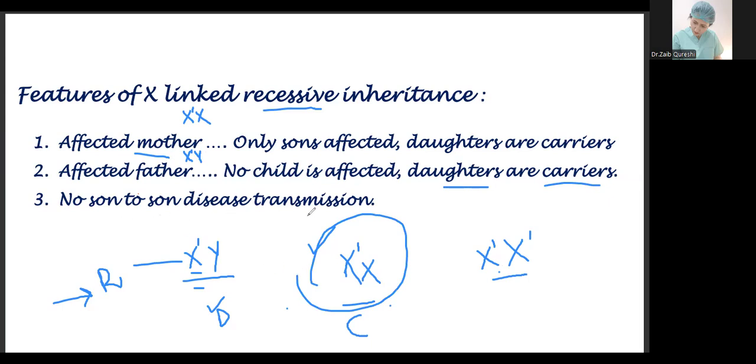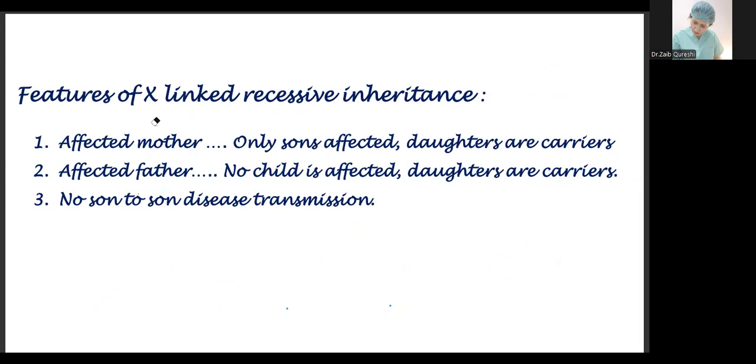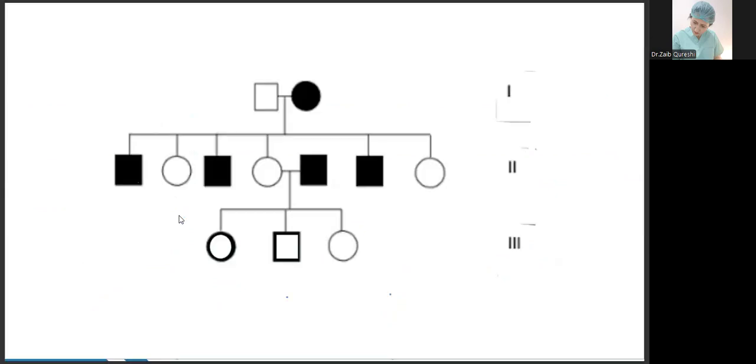So in a pedigree chart where you find a mother giving the disease only to the sons and sparing the daughters totally, no daughter will be affected in that generation, you will quickly jump towards the diagnosis of X-linked recessive. I'm showing you that chart now. Yes, this is the chart.